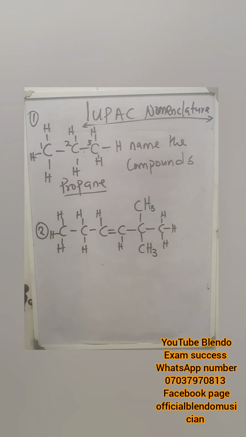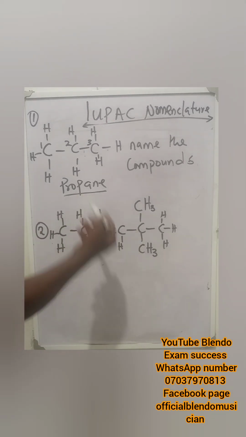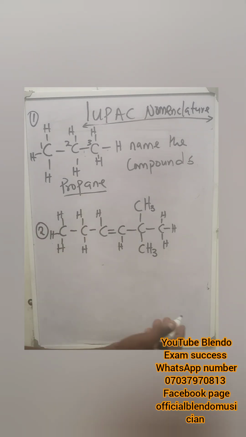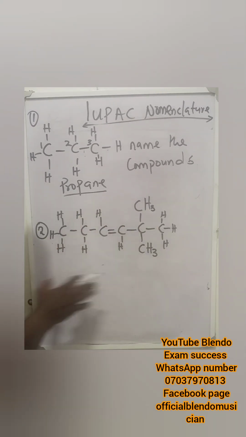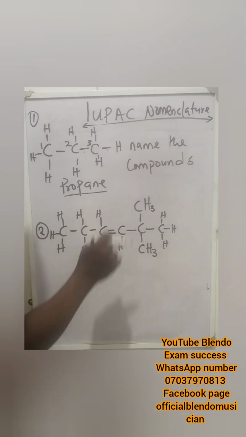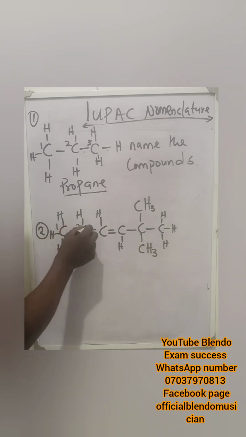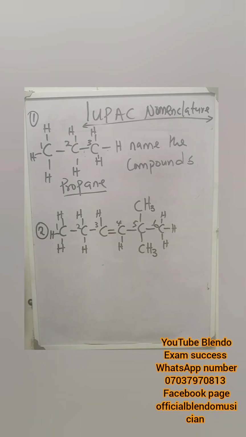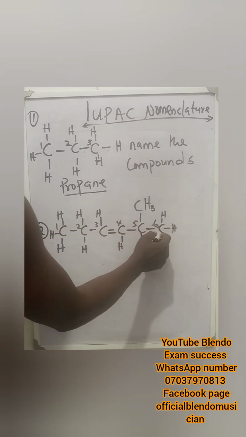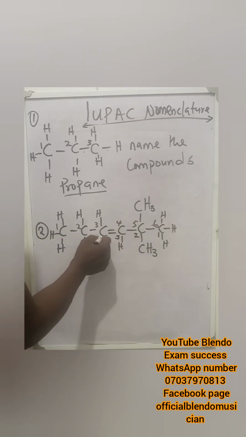The next one, we have hexane. 1, 2, 3, 4, 5, 6, hexane. The reason why we call it hexene is because there is the presence of a double bond between carbon atoms. So we number it first just to get the longest chain. We go to the right, then number to the left.